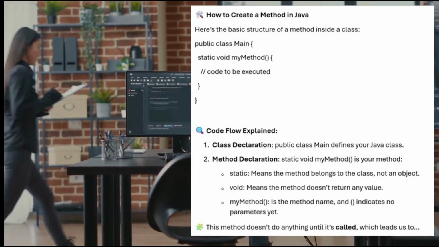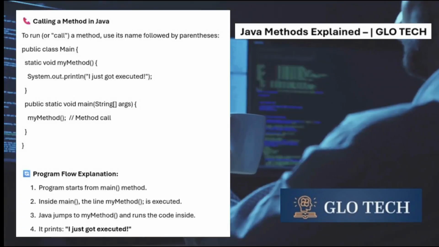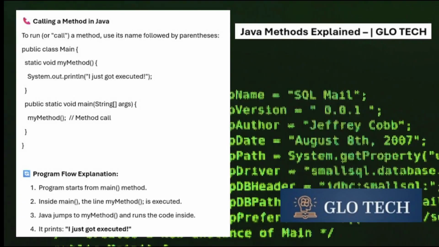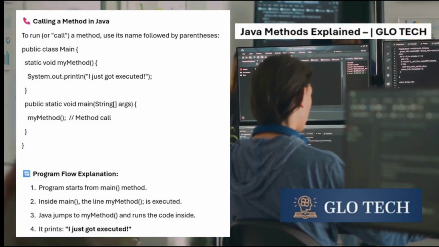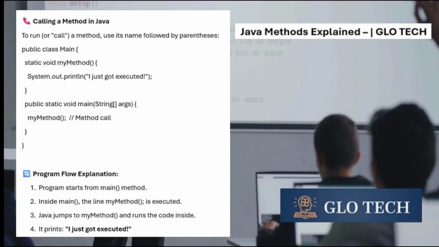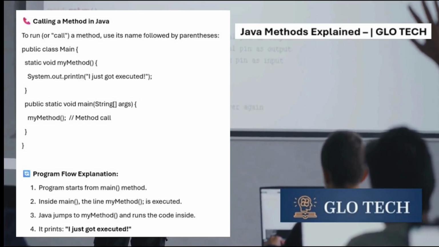So how do you call a method in Java? Here's an example. Public class Main. Here's what happens. The program starts from the main method. Inside, the method call line is executed. Java jumps to the method and runs the code inside, printing, "I just got executed."